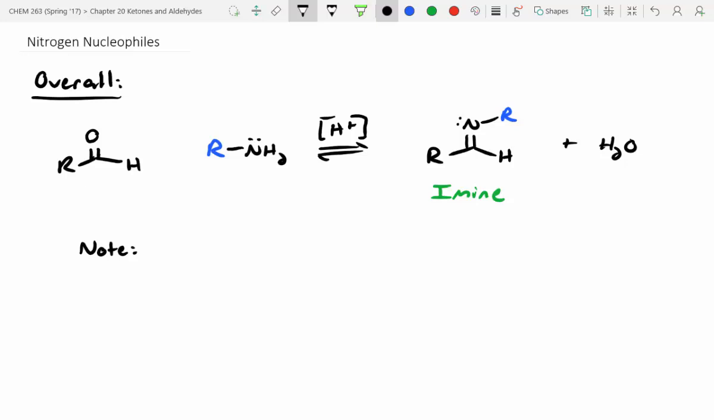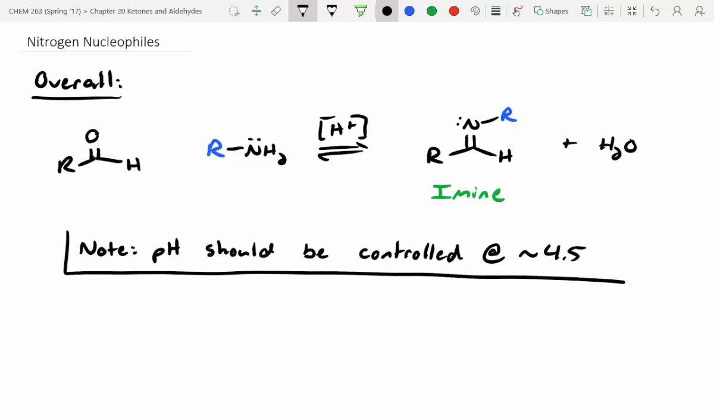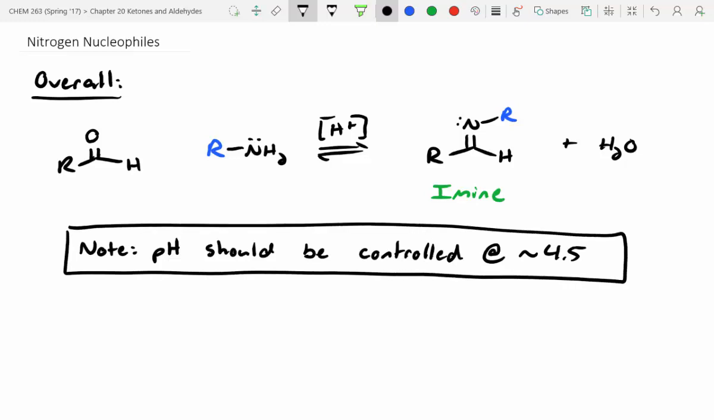Why do you think we can't just throw in super strong acid? Yeah, the amine is basic. If we have this at too low of a pH, the amine's protonated, it won't act as a nucleophile and the reaction won't occur. So you actually have to run this typically under buffered conditions. And typically you want to run it at about 4.5. That's the one big difference between nitrogen nucleophiles and oxygen nucleophiles.